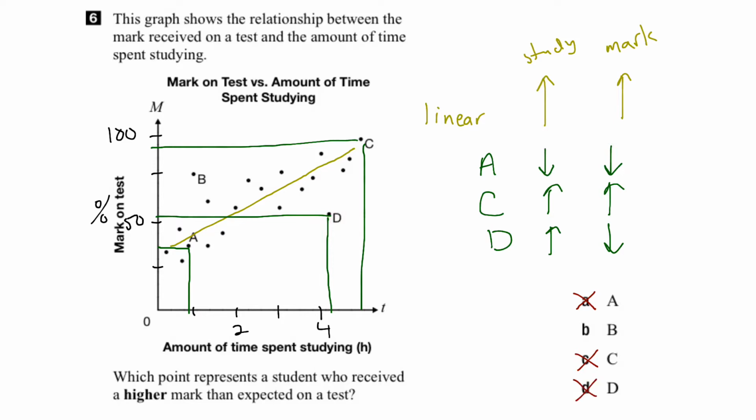Okay, so let's look at our last option here. We'll look at B. Again, we draw lines to the time axis and then over to the mark axis, and we can see that this student didn't spend a lot of time studying, not much more than student A, but got a fairly decent mark. So for B, it was not a lot of time studying, but got a decent mark. So indeed, B got a higher mark than expected given the amount of time spent studying. So therefore B is the right answer. This student got a higher mark than expected on a test.